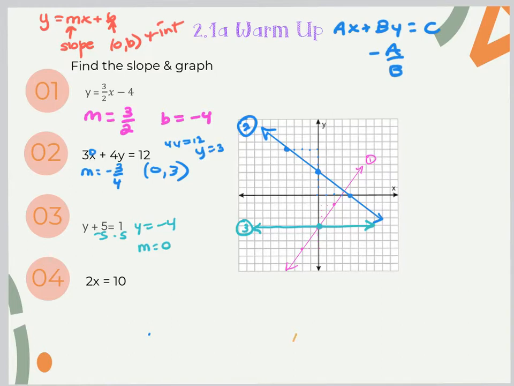Special case is also true for 4. I'd have to divide by 2, and I get x equals 5. This time there's no y, which means this is a vertical line, and a vertical line has what kind of slope? Good. So I go where x equals 5, and I draw a vertical line.